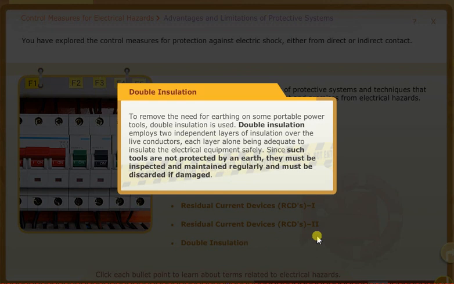Double insulation. To remove the need for earthing on some portable power tools, double insulation is used. Double insulation employs two independent layers of insulation over the live conductors, each layer alone being adequate to insulate the electrical equipment safely. Since such tools are not protected by an earth, they must be inspected and maintained regularly and must be discarded if damaged.